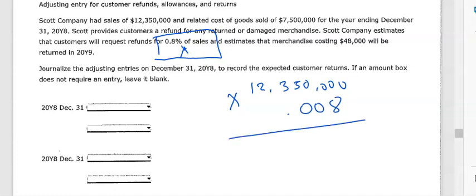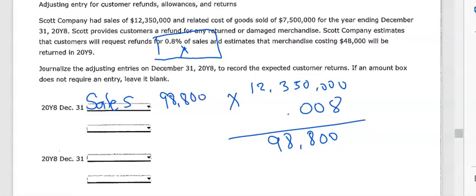All right, so let's put that into our calculator. You can do it with me. 12,350,000 times 0.008. I got 98,800. That is my estimated amount that will get returned. So right off the bat, I've got to reduce sales by the amount that I think will get returned to me. Sales is a revenue. Revenues go up with a credit, so to reduce it, I'm going to debit it.